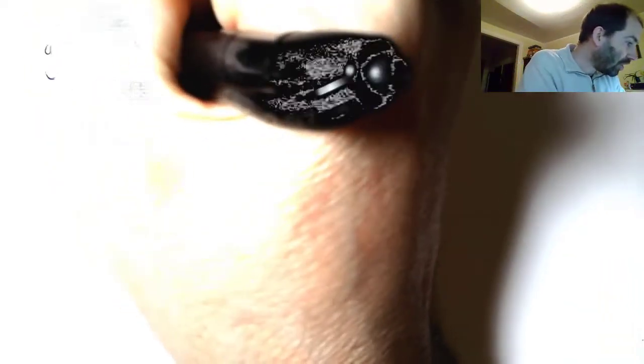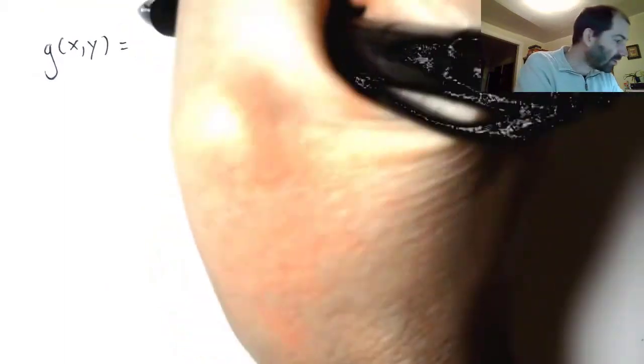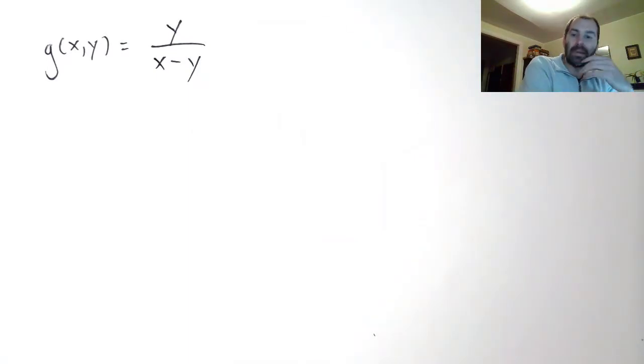Okay, let's look at a new function. I'll call this one g. So g of x, y, a function of two variables, is going to be y over x minus y. Okay, let's think about what its domain is. Now, sometimes when you're thinking about the domain, it is useful to think about what's not in the domain. Sometimes that's an easier way to go about it, and that's what we'll do here.